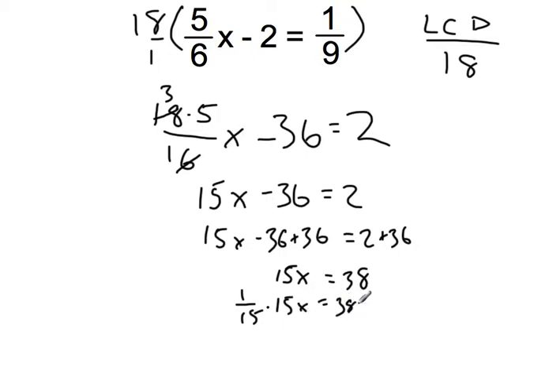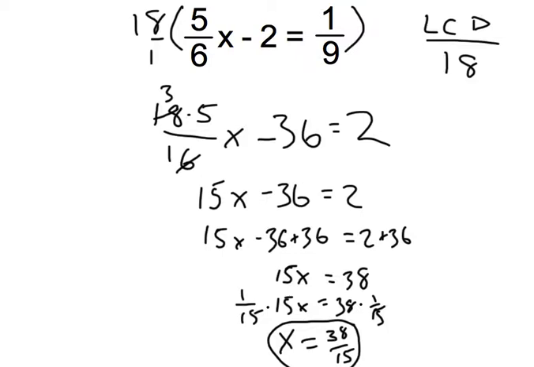Then multiply both sides by 1/15, equals 38 times 1/15. So I end up getting just x on this side equals 38 times 1/15. There's not a really nice way of doing the division. I would just leave it as this improper fraction. 38 divided by 15 is 38 divided by 15. Just leave it like that.